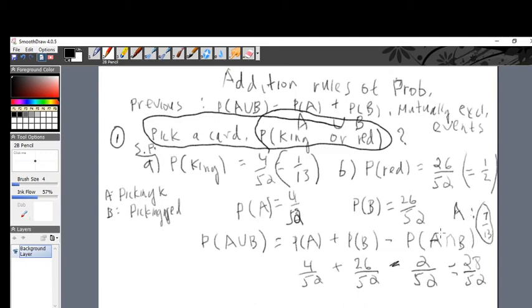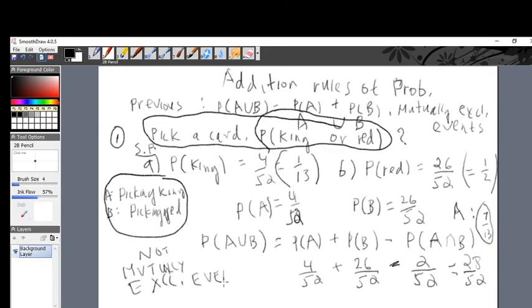So that is when we're talking about picking a king and picking red. These are not mutually exclusive events, because a king can be red. So they are not mutually exclusive events.